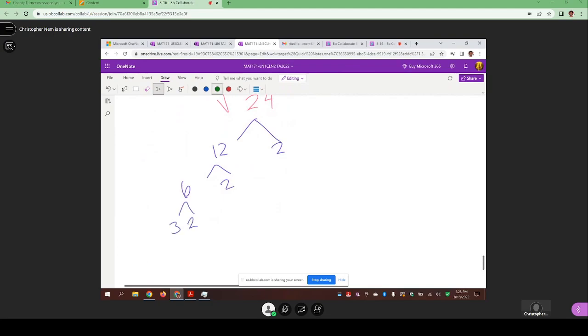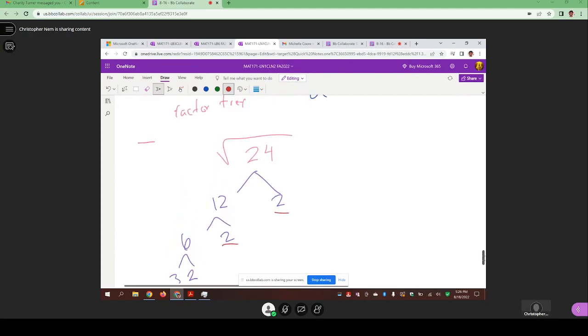I can also break up 6 into 3 times 2. Now, I broke it up in this manner. Notice that I did not try to break up 2. The only natural numbers I can multiply to get a 2 are 1 and 2 itself. If that happens, we call that a prime number. Prime numbers are numbers whose only factors are 1 and itself, and I can't break them up anymore. So my prime numbers in this case are 3, 2, 2, 2. That's the end of my tree routes.